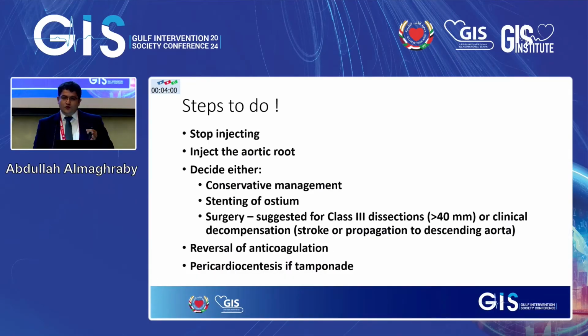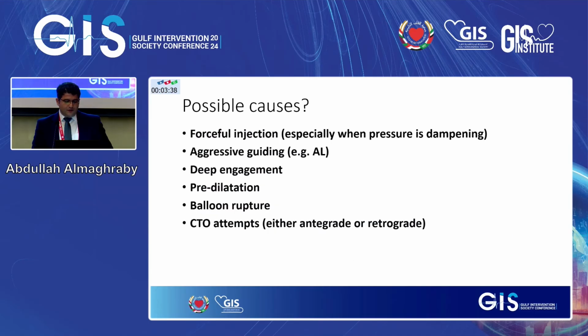So what steps to do in these cases? Stop injecting, this is the first thing to do. Then inject the aorta to know the classification of your dissection. Then decide either conservative management or stent of the ostium, or surgery. That was suggested for class 3 dissections more than 4 centimeters. And then you can decide whether to reverse the anticoagulation or do pericardiocentesis if there is any tamponade.